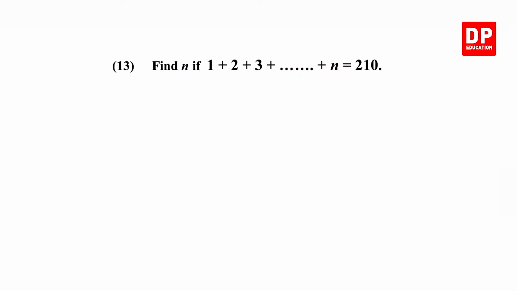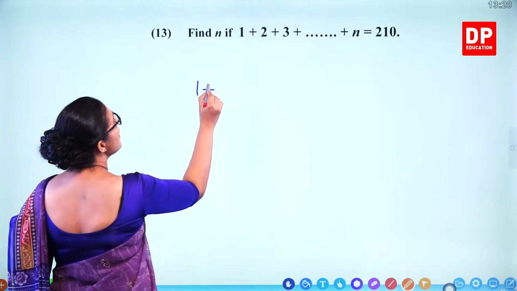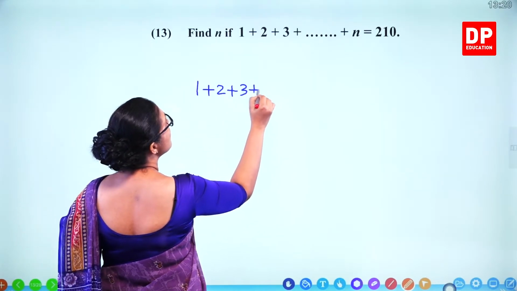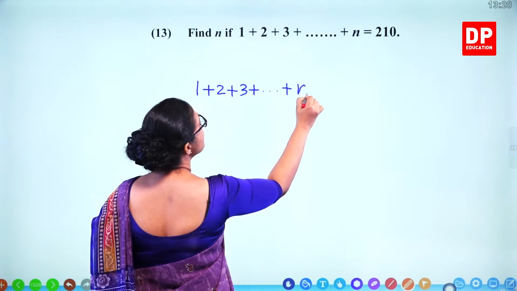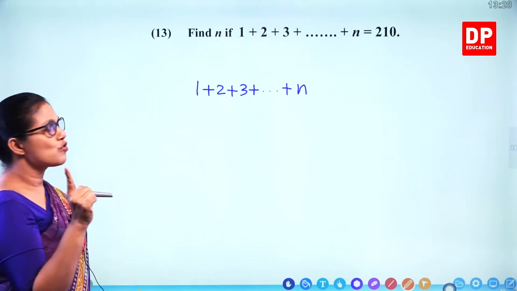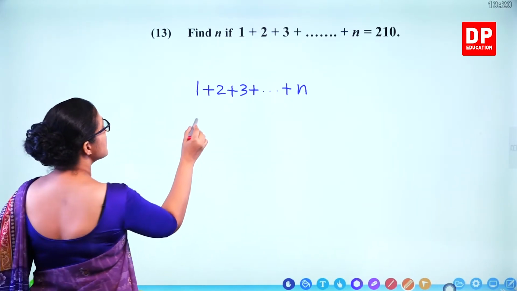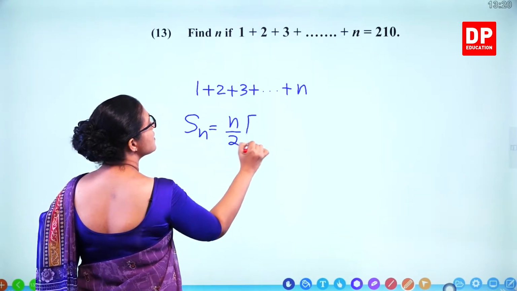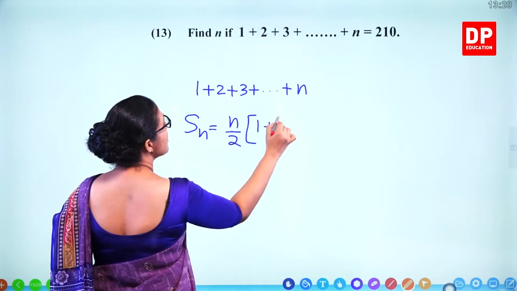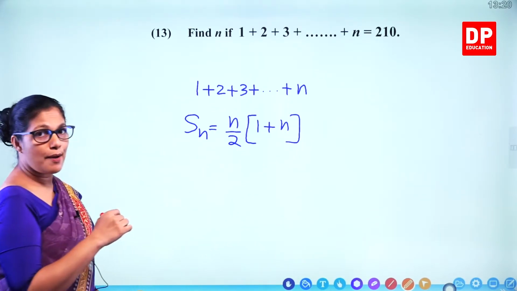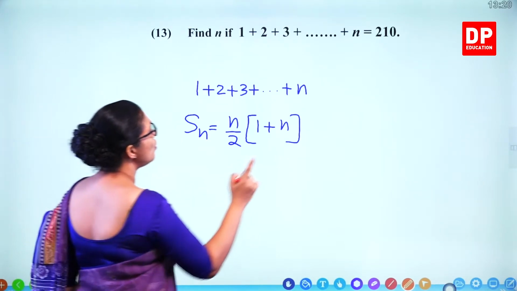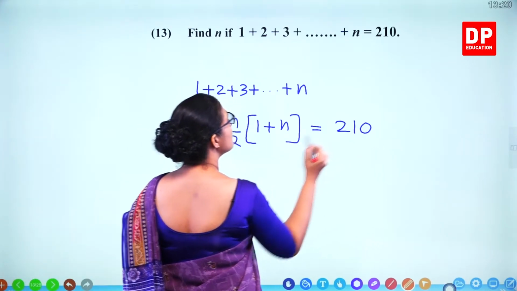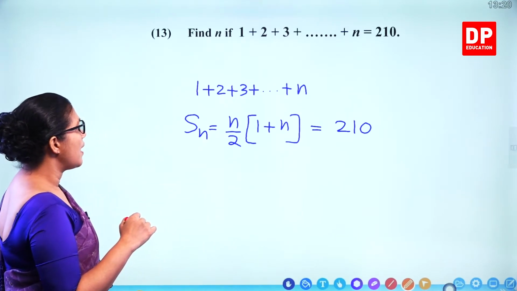Question number 13. 1 to n addition is 210. You are asked to find n. 1 plus 2 plus 3. So what's the sequence progression here? That's arithmetic progression. So sum of n numbers is n over 2. First one is 1, last one is n. You can use that formula. So that's equal to 210. So you can cross multiply and find out n.